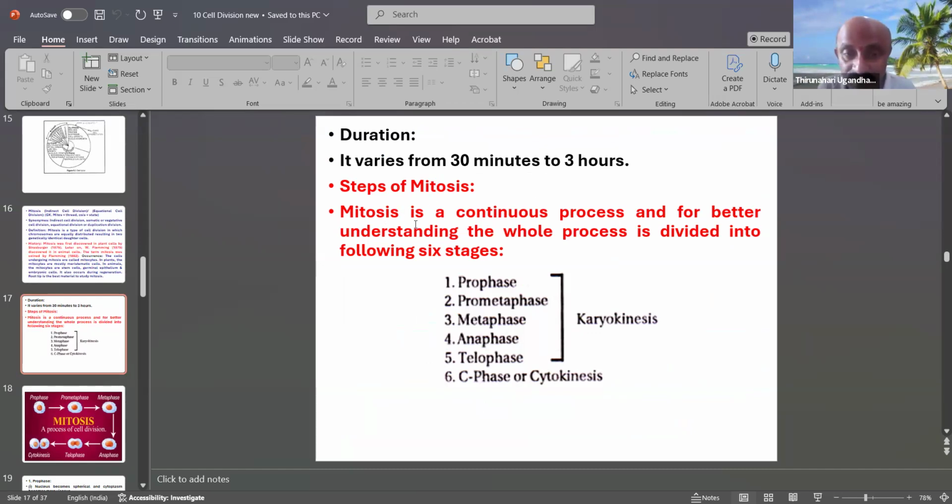Steps of mitosis. Mitosis is a continuous process, and for better understanding, the whole process is divided into the following stages: prophase, prometaphase, metaphase, anaphase, telophase, and cytokinesis. So this is a total of six stages. Out of the six stages, the first five are called karyokinesis. The last stage is called cytokinesis. Karyokinesis and cytokinesis are responsible for the cell division of mitosis.